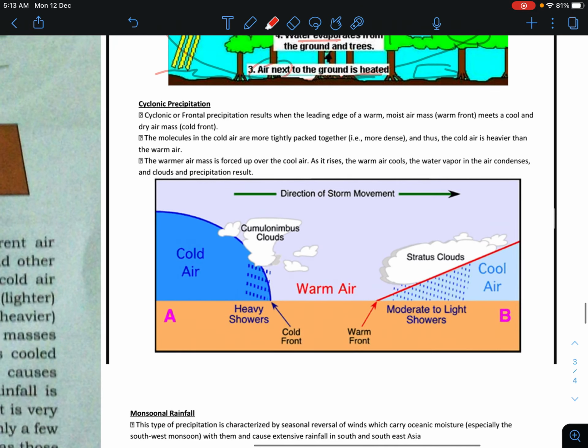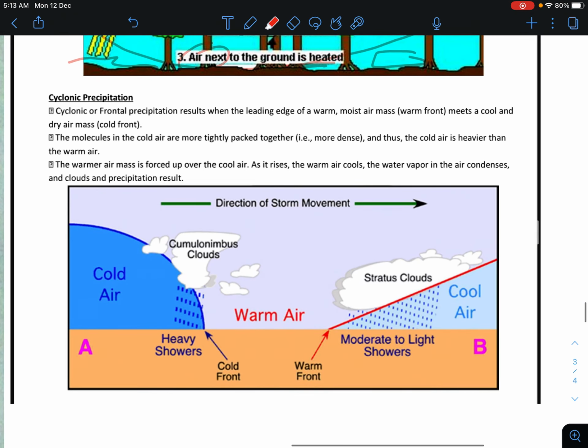The last one is about cyclonic precipitation, or you can say frontal precipitation. Please go through this diagram. We are talking about frontal precipitation. It means that when the leading edge of a warm and moist air mass meets a cooler air mass, this is the cold air mass and this is the warm air mass. So when they come in contact with each other, what is going to happen?